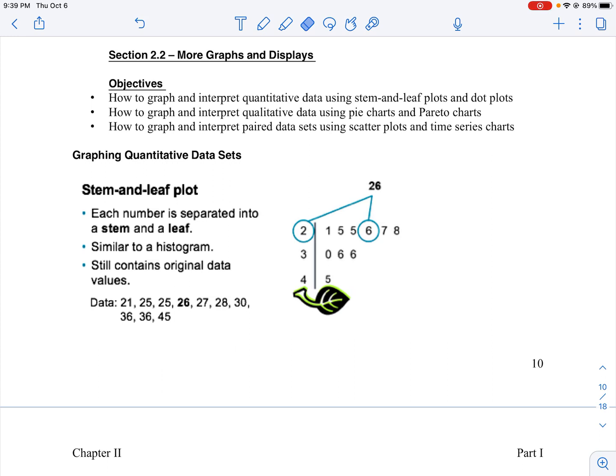Okay, so what do I have for objectives tonight? They're very brief. How to graph and interpret quantitative data using stem and leaf plots, so what a stem and leaf plot looks like. I'm not going to cover dot plots because they're not of big importance in statistics and we rarely use them. How to graph and interpret qualitative data using pie charts and Pareto charts, and how to graph and interpret paired data sets using a scatter plot and time series chart.